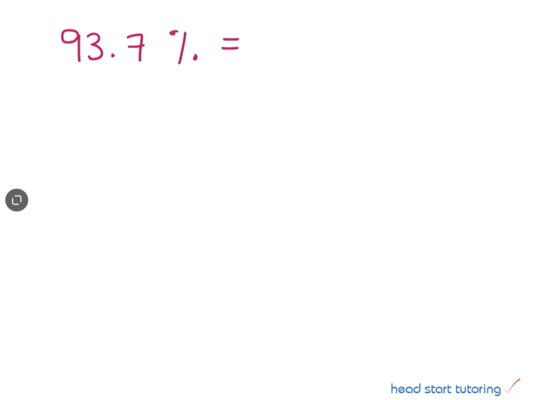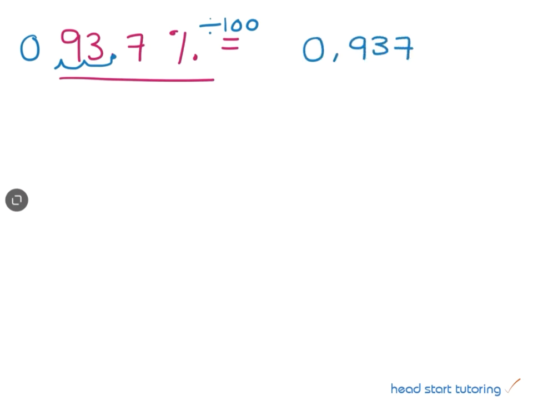If I would like to convert a percentage into a decimal, all I need to do is divide by 100. So converting 93.7% into a decimal, I need to divide by 100. So I move my decimal point 2 places to the left, I put in my placeholders, and I end up with 0.937.